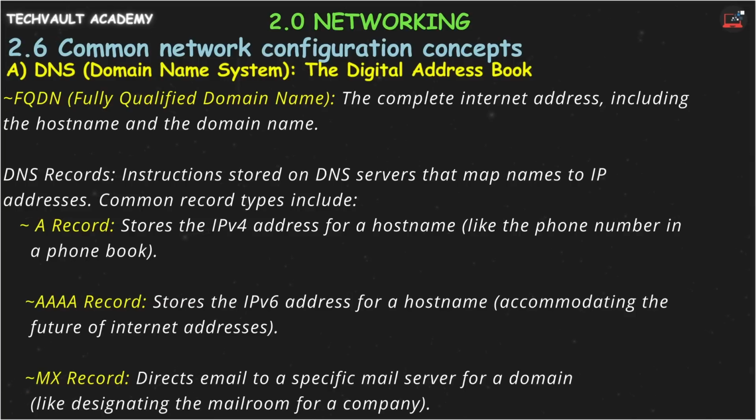Common record types include: A record, stores the IPv4 address for a host name, like the phone number in a phone book. AAAA record, stores the IPv6 address for a host name, accommodating the future of internet addresses. MX record, directs email to a specific mail server for a domain, like designating the mailroom for a company.